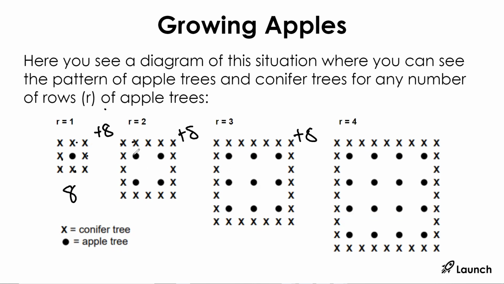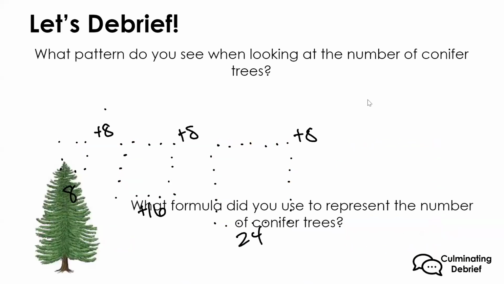1, 2, 3, 4, 5, 6, 7, 8, 9, 10, 11, 12, 13, 14, 15, 16. Then 1 through 24, so 24. So we're adding 8 each time. Okay, cool. So coming over here, we said we're going to add 8 each time.